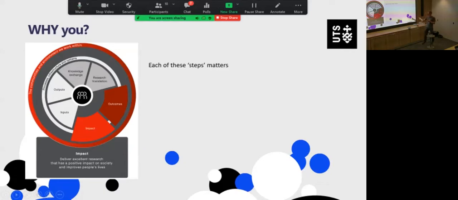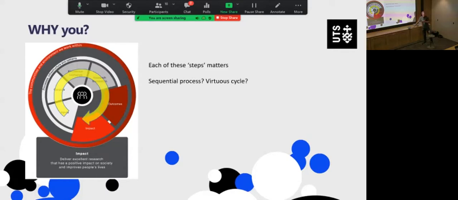So each of these matters. It's kind of screaming at you that this is a cycle: you go from inputs to outputs, then translate them further and generate goodwill. Therefore, you get better industry engagement, people who are more likely to fund your next round of research, and then the virtuous cycle continues.